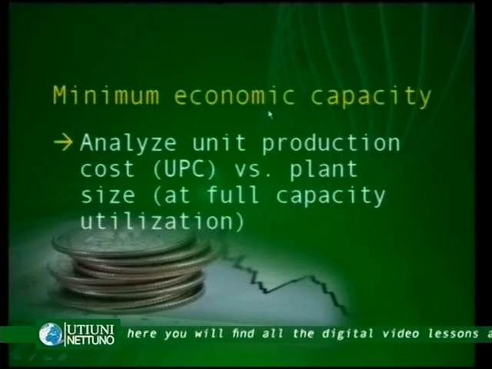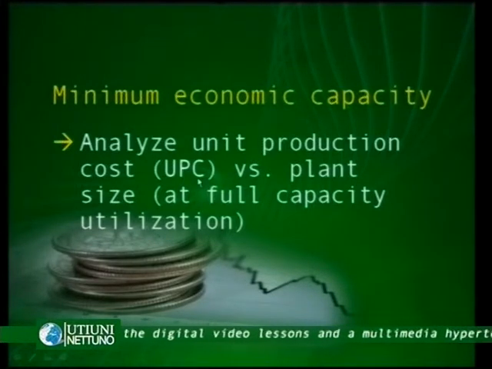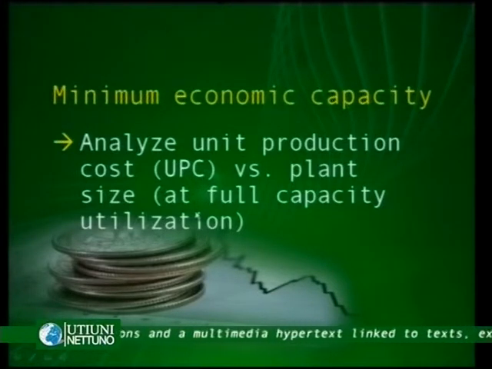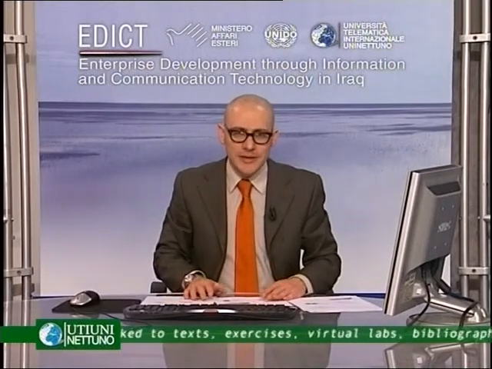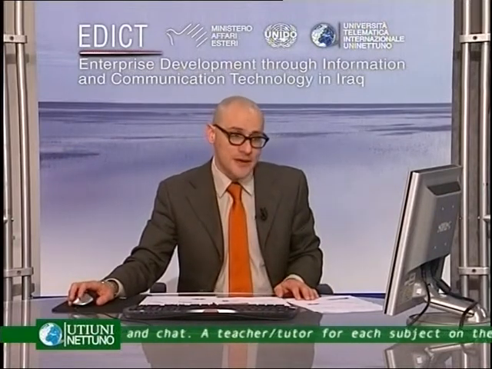So we should analyze the unit production cost, UPC, versus the plant size at a full capacity of utilization. Now, let's recall the idea of full capacity utilization. The mere availability of a bigger plant does not imply that we can exploit economies of scale. We need a bigger plant and we need a full capacity utilization in order to lower the unit production cost.